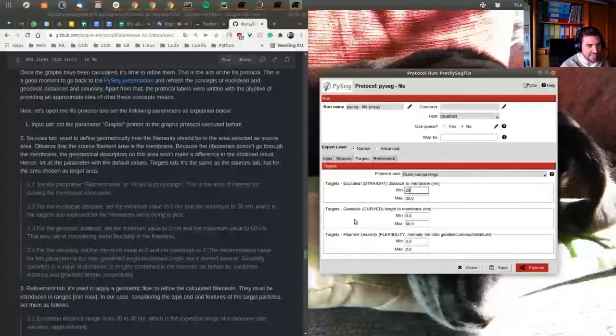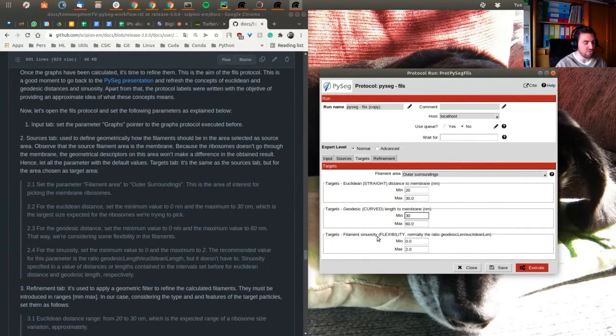So maybe I'm going to say from a very rigid conformation, 30 to 60. And the flexibility is a range, which is more or less, to have a reference value, the ratio between the geodesic and the Euclidean length as max value. So in this case, it could be 2, but you can pick a range between 1 and 2 or 1 and 1.5. And these 3 constraints together are applied in this area.